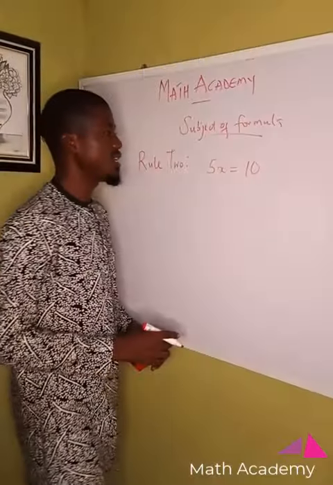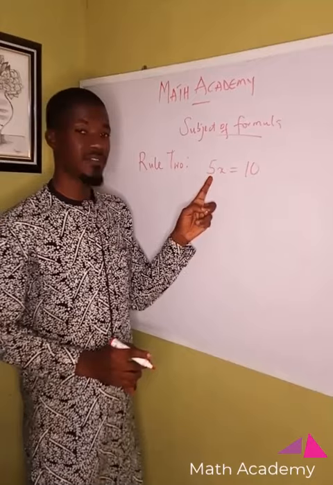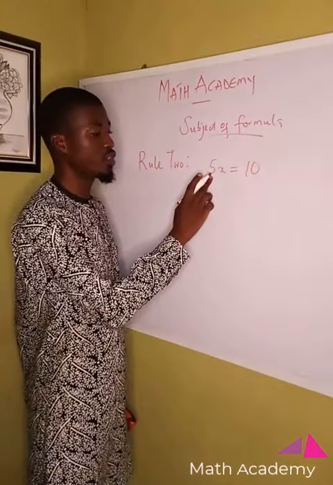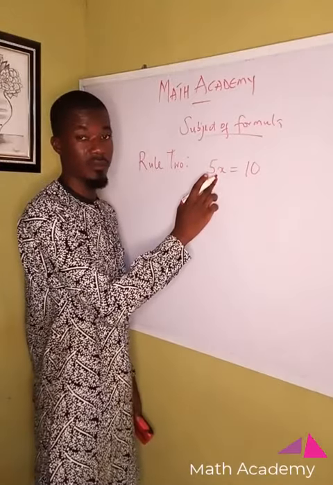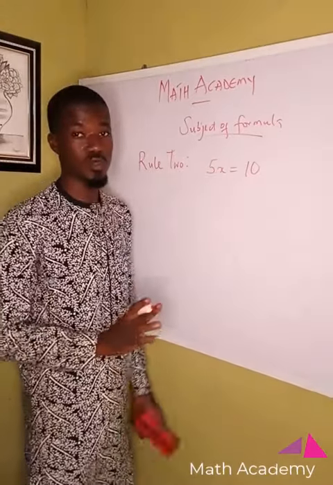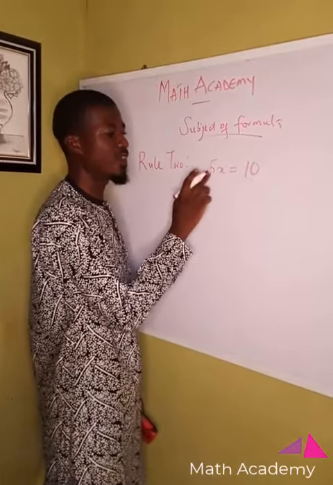So the second rule says if the relationship between the variable you're looking for and the other present value is multiplication, of course, the relationship between this 5 and x here, since there is no operator in between them, then it is multiplication, right? So if it is multiplication, what do we do? We divide both sides by the coefficient of x.